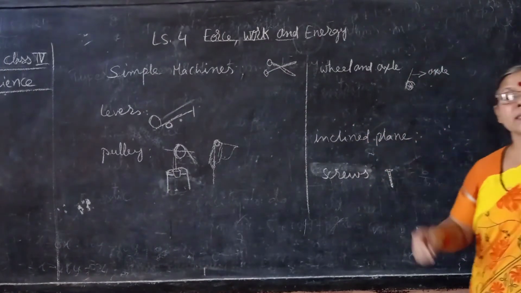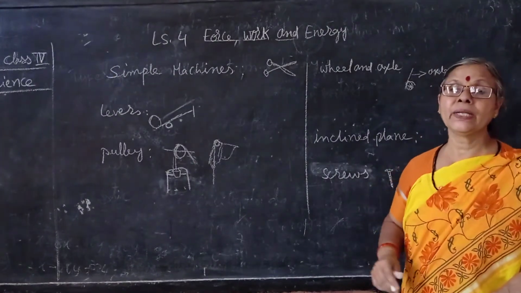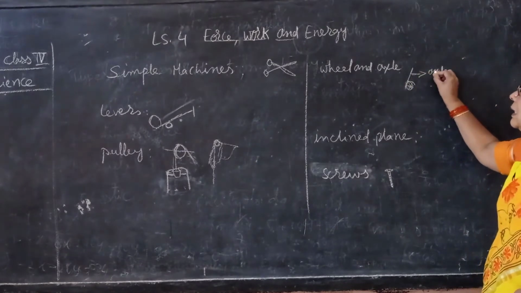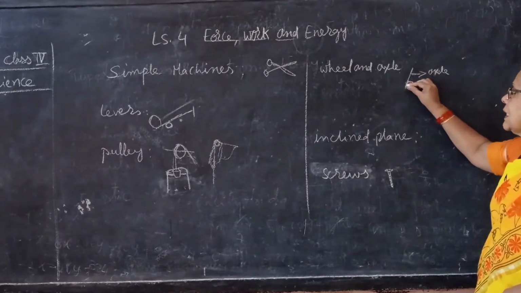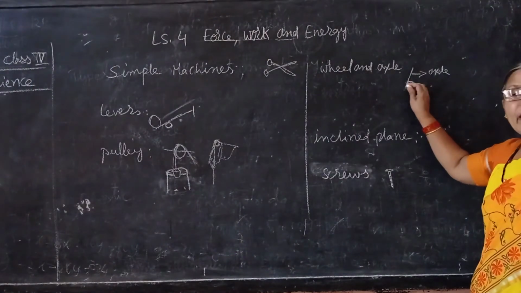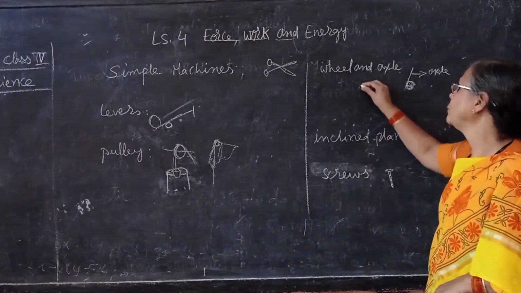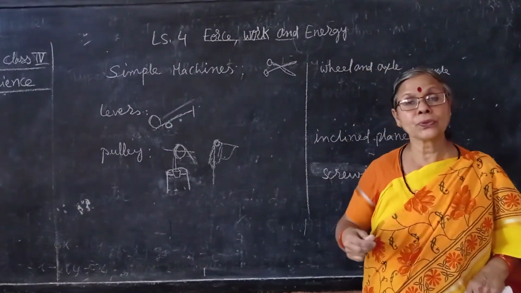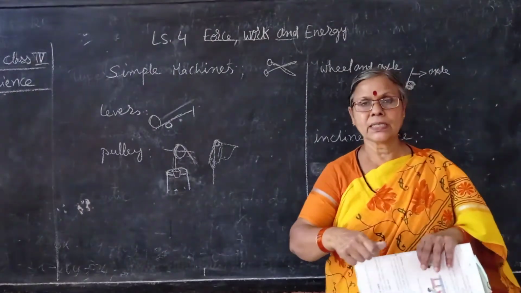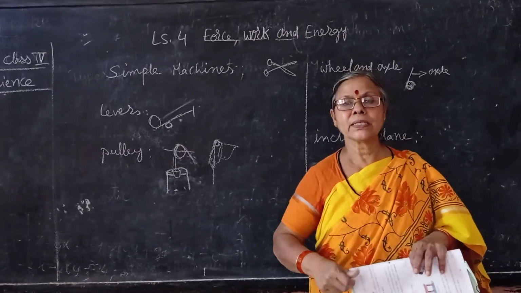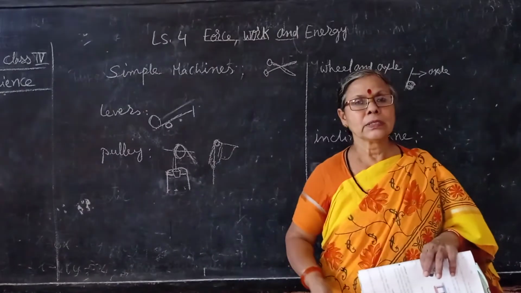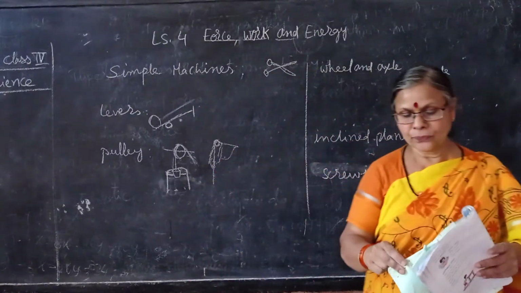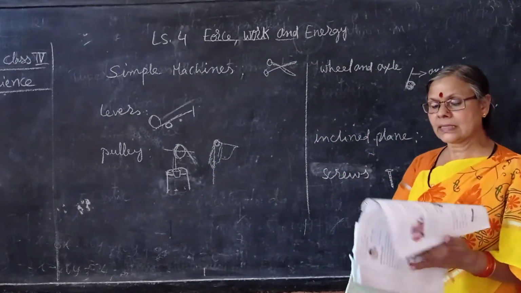Wheel and axle, the cycle is the best example for the wheel and axle. So this is the axle. The rod is an axle, and the wheel which is connected to the rod to make it move is called the wheel and axle. The bus also, whenever the bus driver is driving, the wheels are also moving, and the car is also like that only. You can see the wheels and axle.